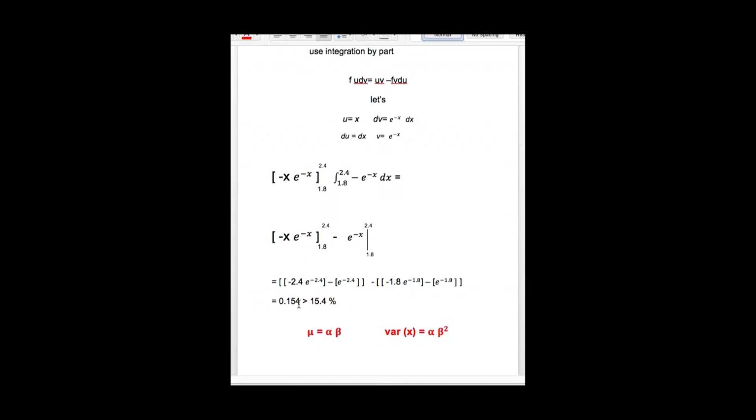Then we get the answer, which is 0.19154, which is equal to 50.4% chance that the gamma distribution increases between 1.8 and 2.4. And then this is the answer for the whole question.